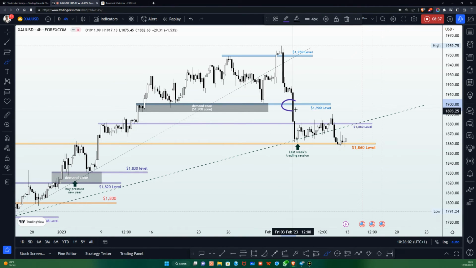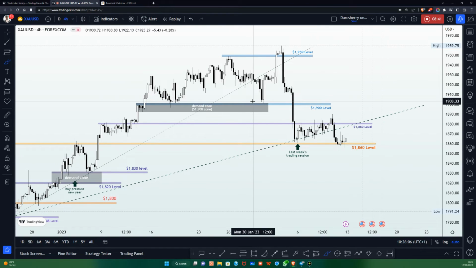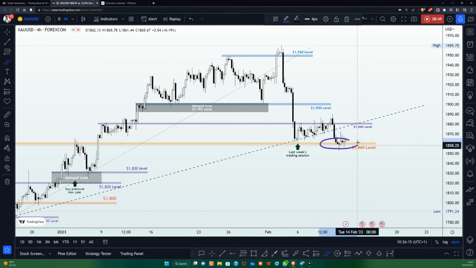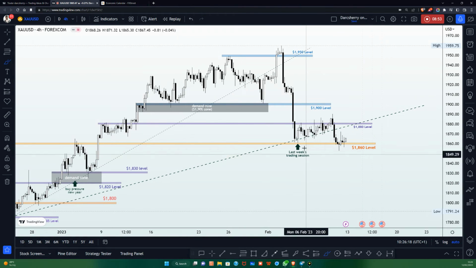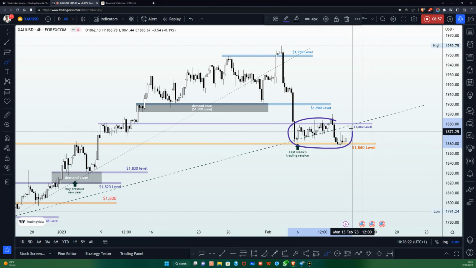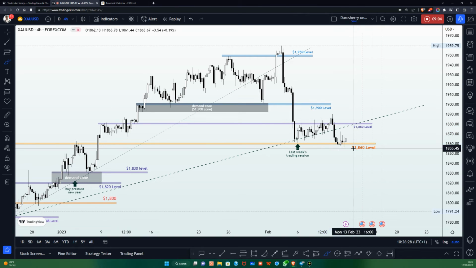And since the breakdown happened here, price had continued to trade below that structure, to further emphasize the strength of the sellers at this point. But to further confirm that sellers are very strong at this area, we really need to see a breakdown of the 1860. And in fact, throughout the course of last week's trading session, we saw a situation where price action was caught within the 1880 level and the 1860 dollar level to give us an indecision in this market.